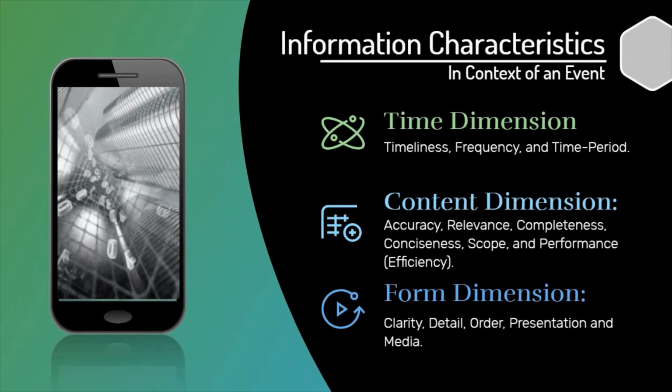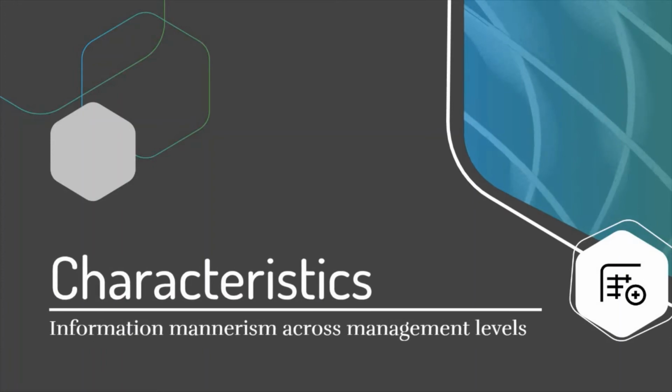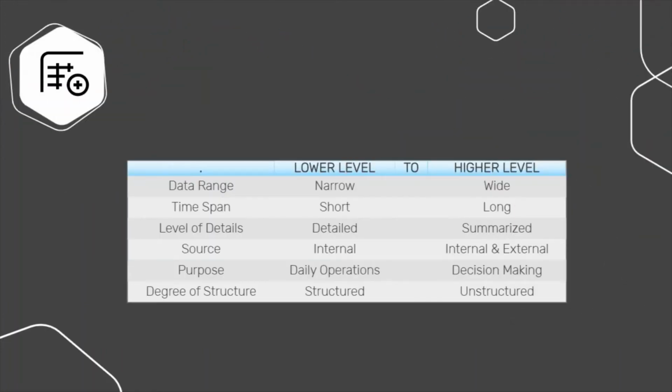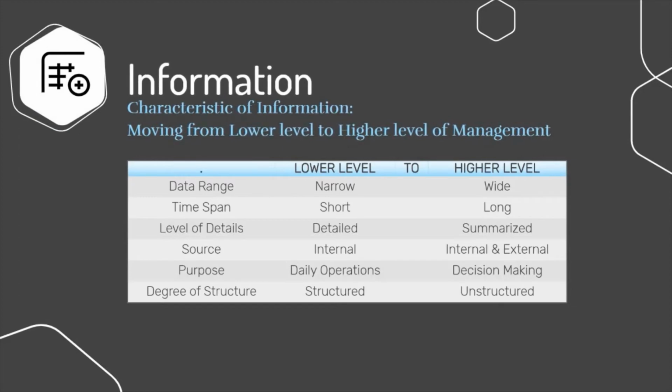Any information, in the context of an event where it is considered for decision-making, should adhere to all the factors. The fewer attributes the information satisfies, the less efficient it is considered. One more aspect about information is that it has varied attributes at various levels of management. How certain attributes of information change while it traverses different levels of management is discussed here.